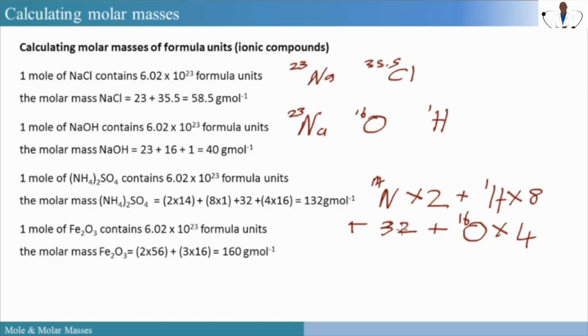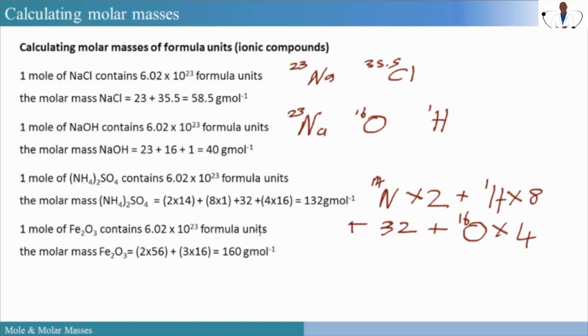plus 32, which is the mass number of sulfur, plus 16, which is the mass number of oxygen, that value of 16 times 4, since we have 4 atoms of oxygen. Then we will sum these. So 2 times 14 plus 8 times 1 plus 32 plus 4 times 16 would give us a molar mass of 132 grams per mole. The same method would be done for iron 3 oxide.